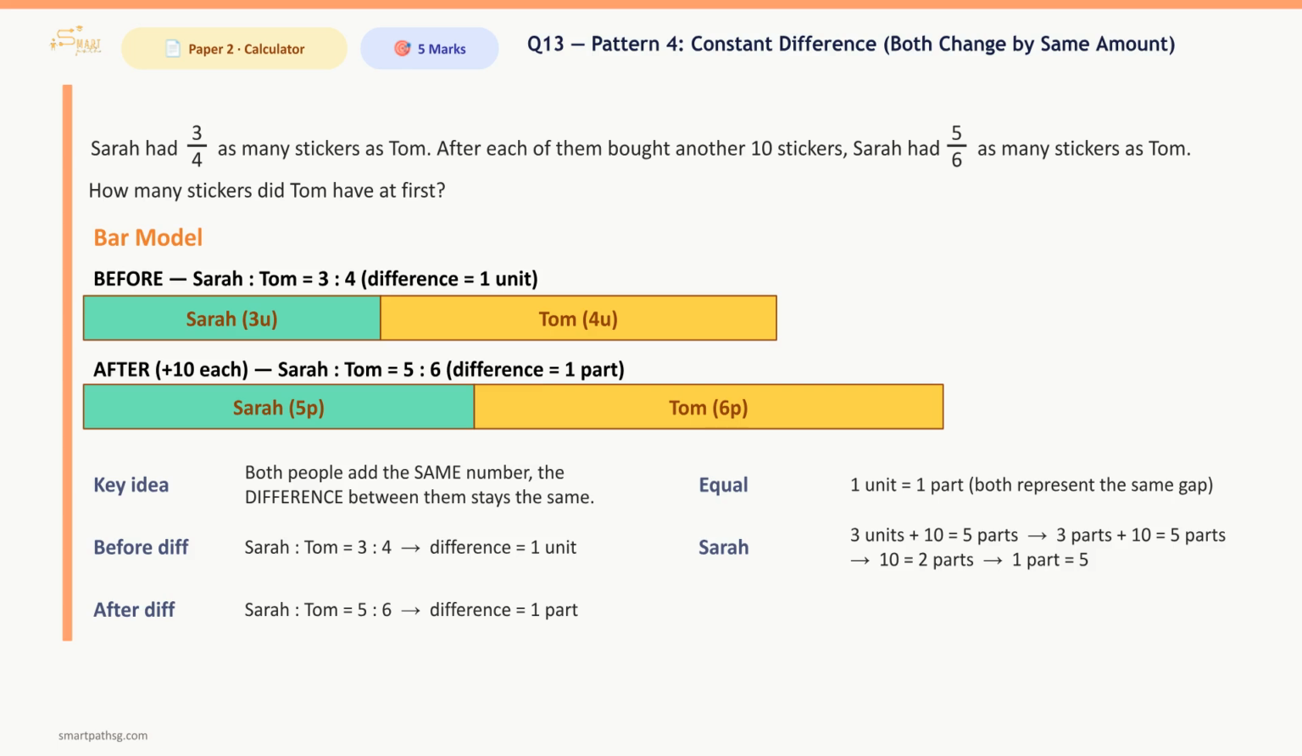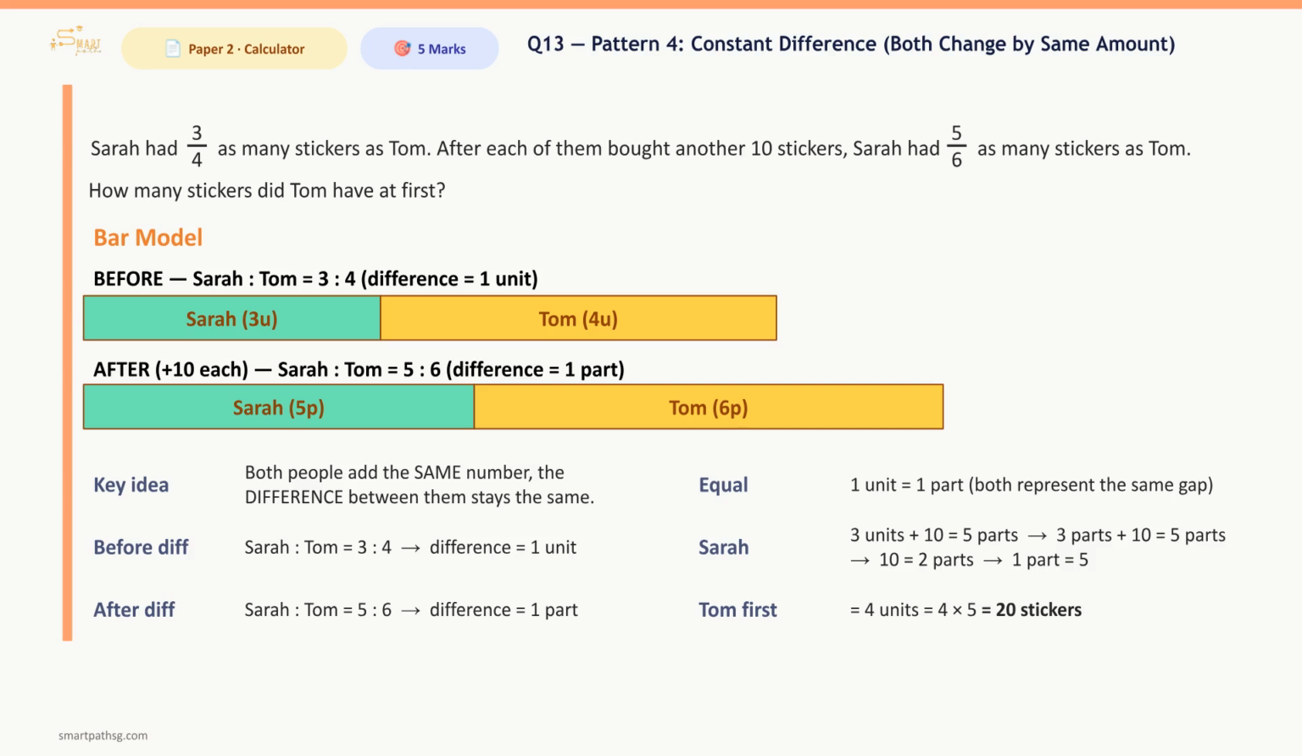If 2 parts equals 10 stickers, then 1 part equals 5 stickers. The question asks for Tom's starting number of stickers. Tom started with 4 units. We multiply his 4 units by the value of 1 unit, which is 5 stickers. 4 times 5 gives us 20. Tom had 20 stickers at first.